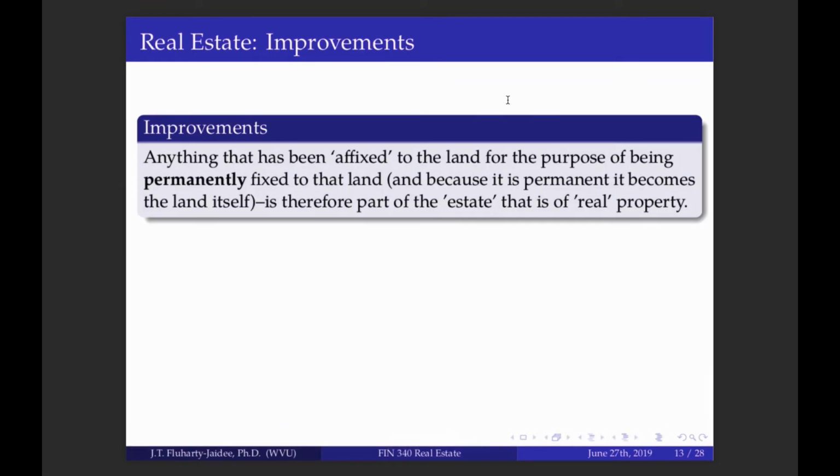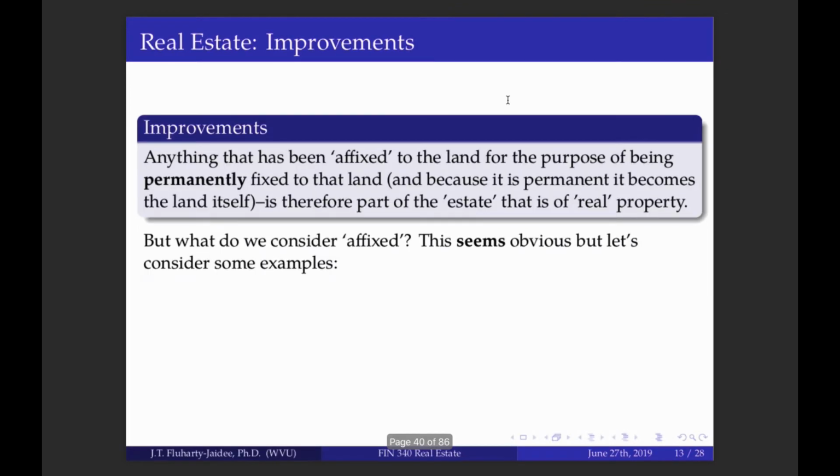Improvements are anything that is placed on the property that has been affixed to the land for the purpose of being permanently fixed to that land. Permanent is the key here. If it is permanently fixed to the land, it becomes part of the land itself, and therefore it is part of the estate or the ownership of that real land. Okay? But what does affixed mean? This may seem obvious, but let's consider some examples here.